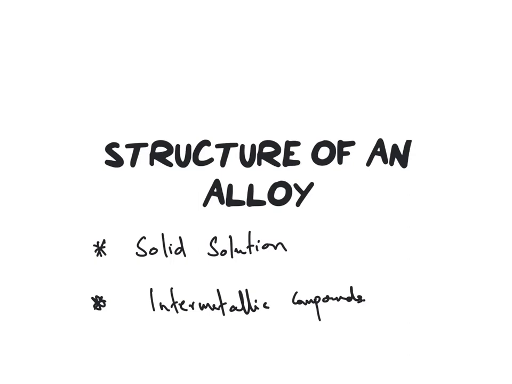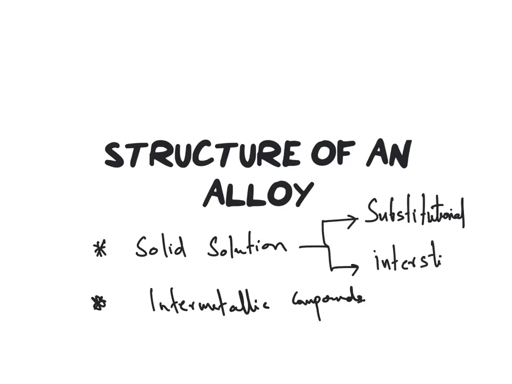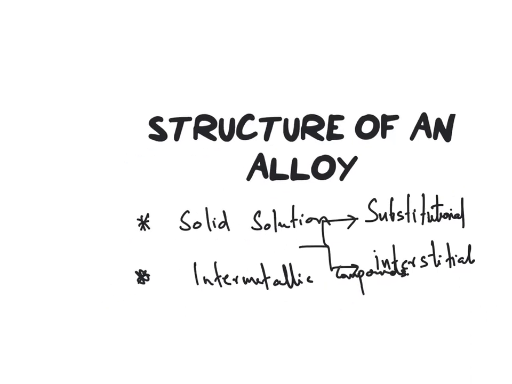Even within solid solution, there exist two categories. The first one is substitutional solid solution. And the next one is the interstitial solid solution. Make sense? Now, before we go deep into the description of all these things, first of all, what is an alloy?